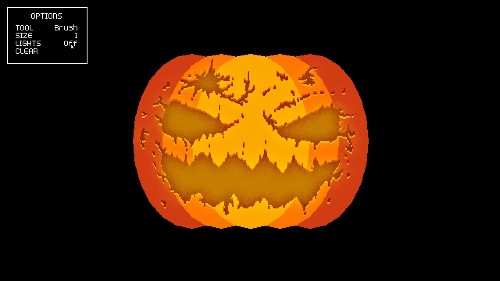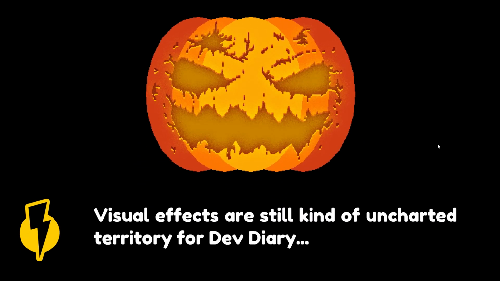Like maybe turning off the lights? It's a simple visual change that turns those wonderful pumpkin doodles into virtual jack-o'-lanterns. Not the most impressive of features, but it was kind of last minute and I didn't actually know how else to really do the lighting with the setup used here. Visual effects are still kind of uncharted territory here on Dev Diary.